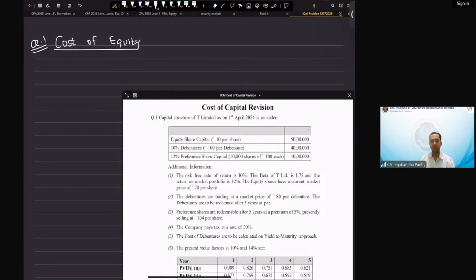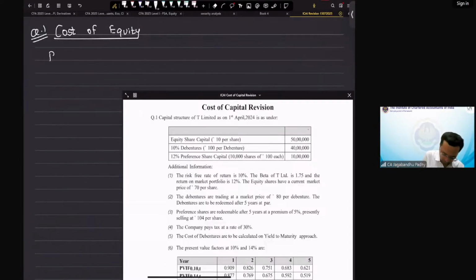Which model are we going to use for the cost of equity, guys? Can we use the constant earnings, constant dividend, or CAPM? Absolutely CAPM. So when we are calculating cost of equity, what's the risk-free rate of return given to us?